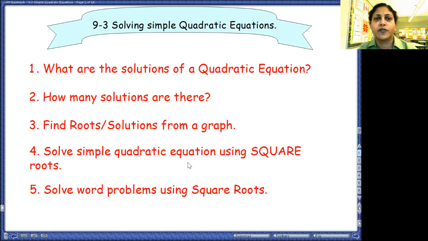Hi everybody, today we're going to solve simple quadratic equations and we're going to learn what it means to solve quadratic equations. So these are the objectives for today.